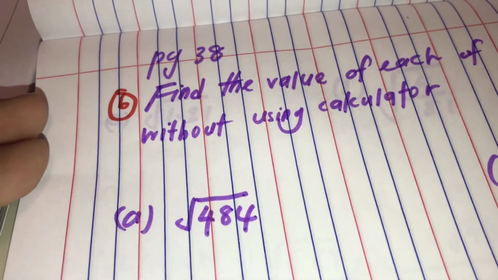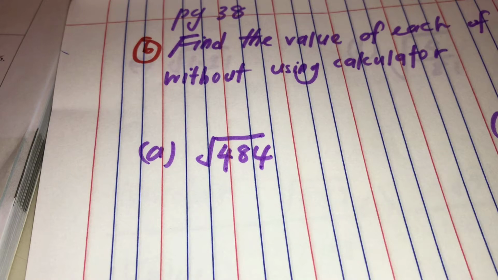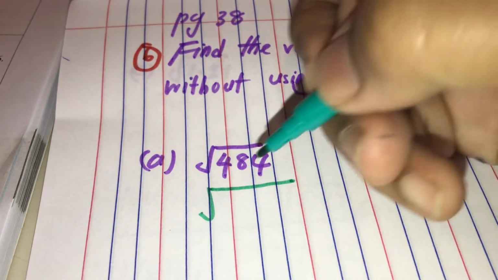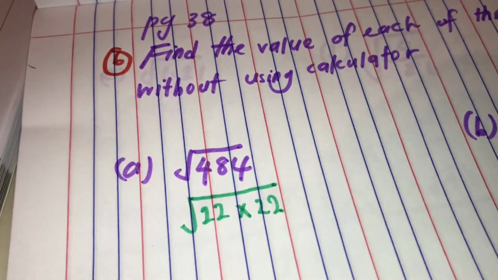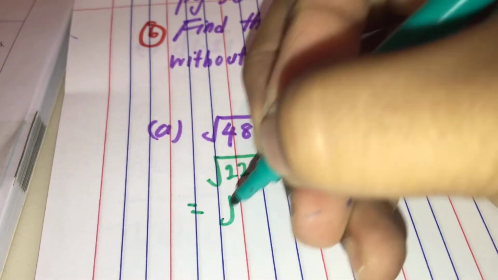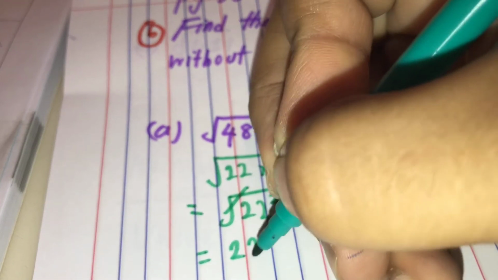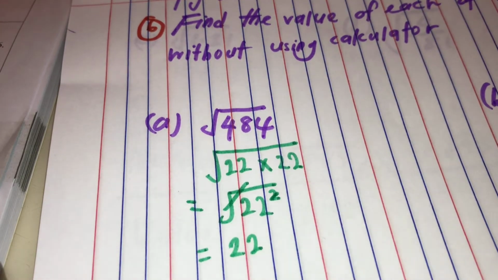So you can write square root, 22 times 22. So the square root of 484 equal to square root of 22 square, which is equal to 22 only. So this one is for question A.